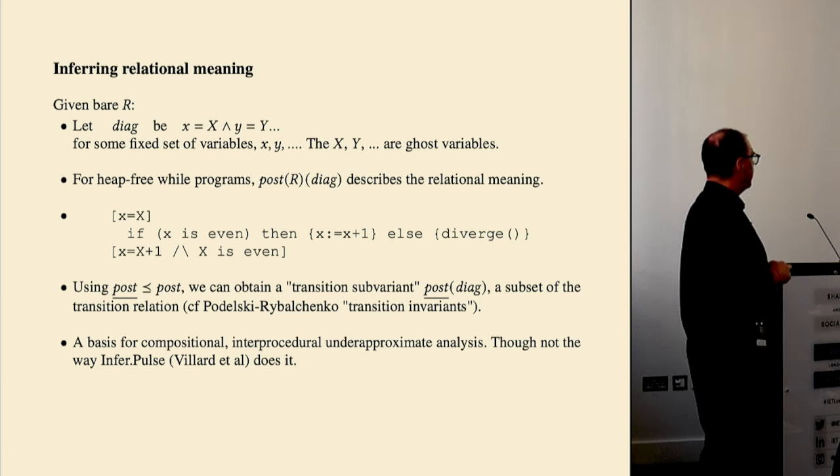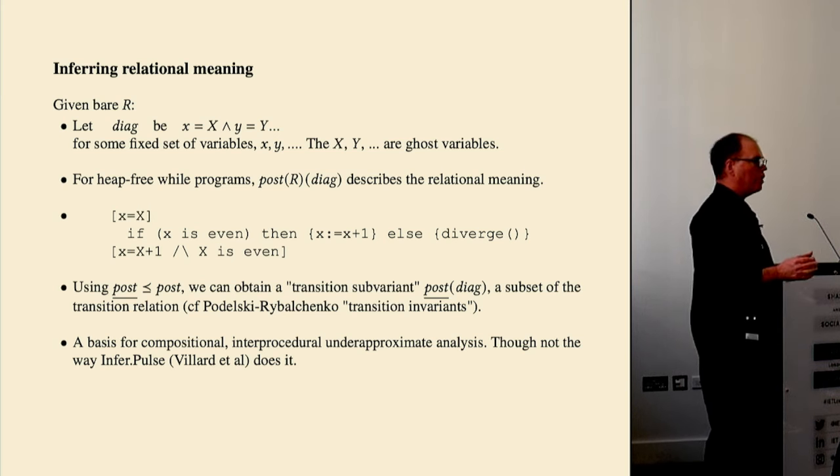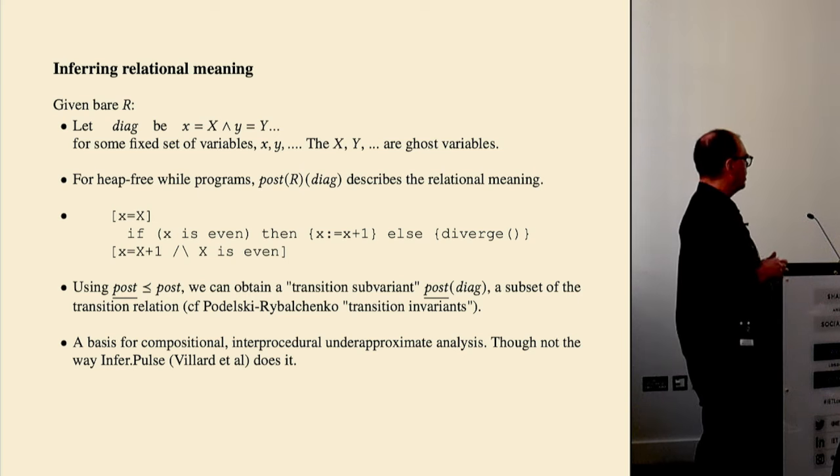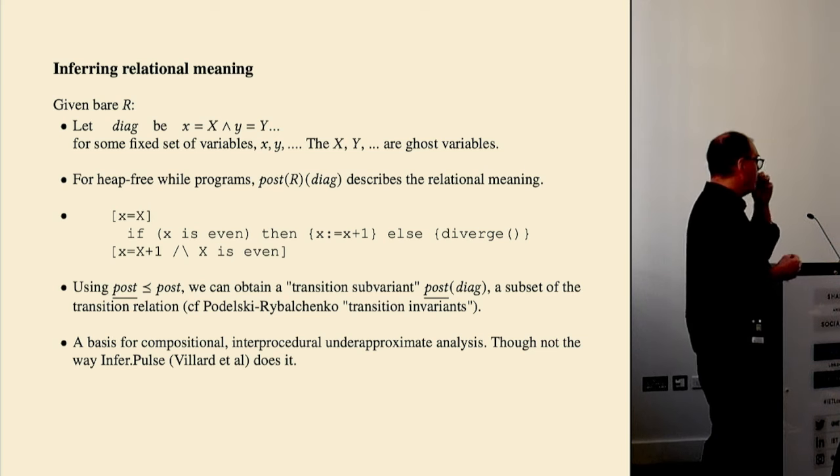So that calculates that. And so suppose I have something that's an under-approximation of post, which is what you want, an under-approximation of the interpreter. We can have, let me say the words, transition subvariant. Podelski and Rybalchenko talked about transition invariants in their work on termination proving. So a transition subvariant is what it's discovering, that is reading the post. So that's cool. All of this could theoretically be the basis for a compositional interprocedural under-approximate analysis.